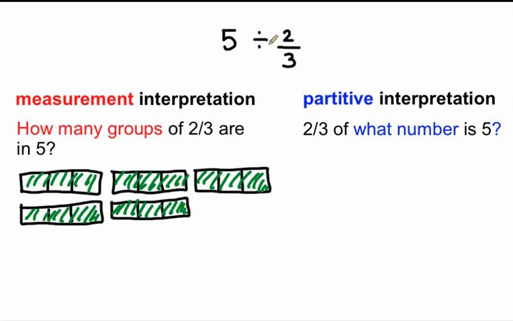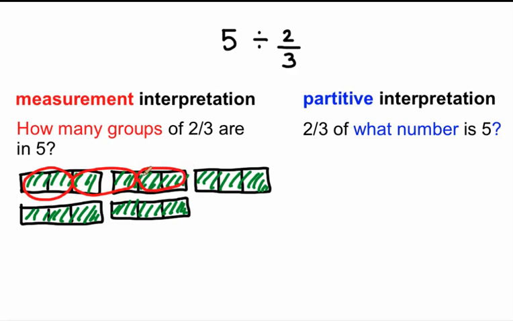Now what I'm going to do is make groups of 2/3. That's my divisor right here. Each one of these smaller pieces is called 1/3. So I'm going to make groups of 2/3. So let me model that. This is one group of 2/3. So I would continue to do this. I'm going to make another group of 2/3, and there are 2 parts that make up a group, so one of these represents half of the group.